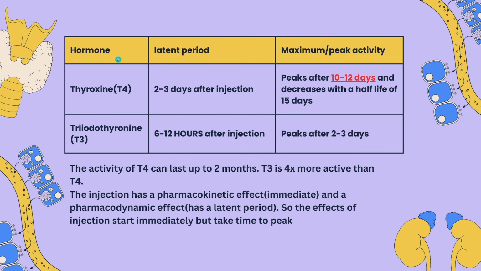Now, let's talk about the hormones, T4 and T3, via injection. The injection has two effects: the pharmacokinetic effect, which is immediate, and the pharmacodynamic effect, which has the latent period that I'm going to talk about. Let's start with the pharmacokinetic effect. It basically means the levels of the hormone. So, logically, if you take an injection of the hormone, the levels of it are gonna increase immediately, or in 1 to 2 hours. That's still considered immediate effect. That's what we call pharmacokinetic.